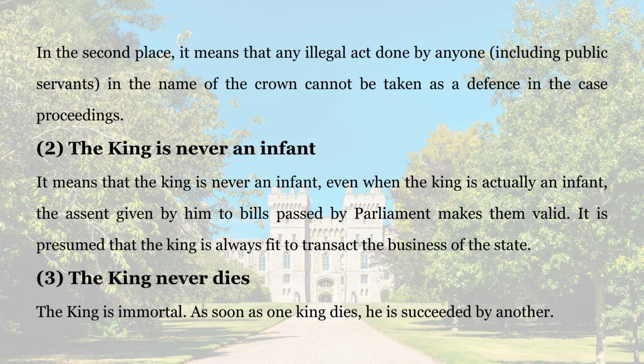2. The king is never an infant. It means that the king is never an infant, even when the king is actually an infant. The assent given by him to bills passed by Parliament makes them valid. It is presumed that the king is always fit to transact the business of the state. 3. The king never dies. The king is immortal. As soon as one king dies, he is succeeded by another.